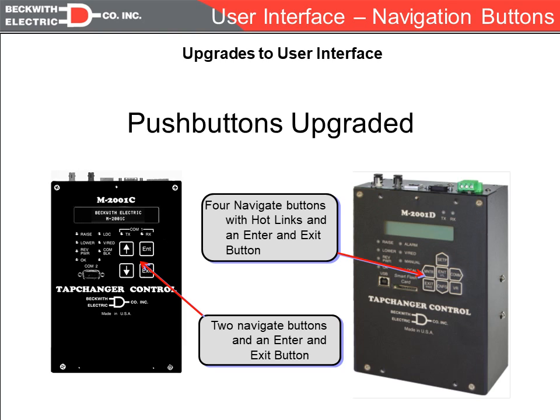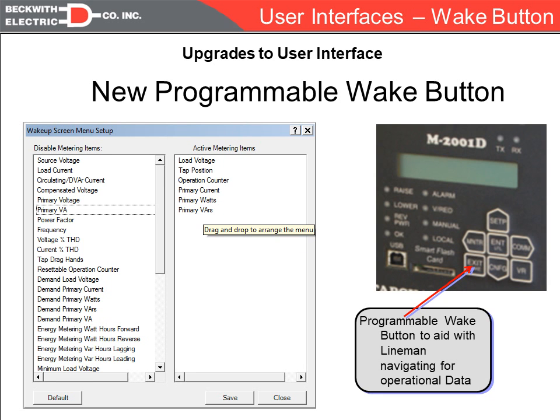Secondly, you'll notice that the HMI has changed. We now have more buttons, and some of these buttons have hot links which allow you to go directly to a certain area. With that, one of the buttons is programmable. This is what we call the wake button, and using the new TapTalk, it allows you to take any quantities from this side of the screen, drag them and drop them to this side, and then you can sequence them in any order you want.